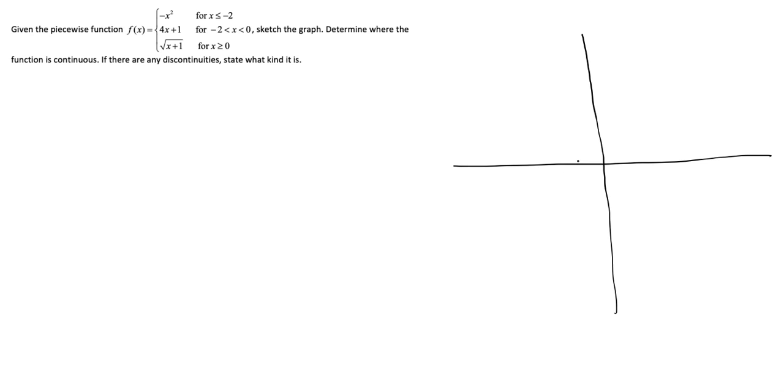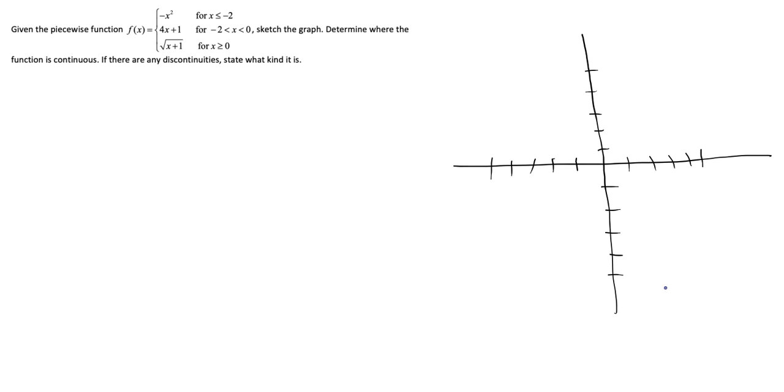Let's draw a couple hash marks here on each side, and we'll see what the sketch is going to look like here. Now, of course, when we look at the domains here, we're going in order. For all values of x that are less than -2, the graph is going to be the graph of negative x squared. So what does the graph of negative x squared look like? We know that that's an upside down u. We're going to look at something like this.